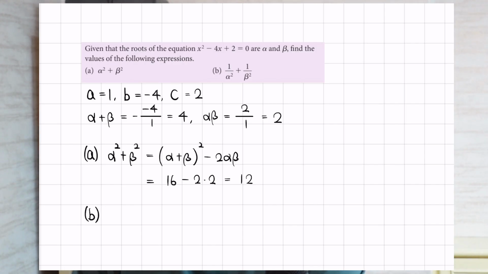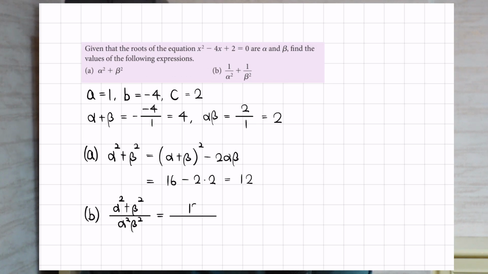Now let's move on to the second part. For part B, we have 1 over alpha squared plus 1 over beta squared. So if we combine it together, this would then become alpha squared times beta squared at the bottom of the fraction. And then at the numerator of the fraction, we have alpha squared plus beta squared. According to part A, we have obtained the value of alpha squared plus beta squared, which is equal to 12. So let's just copy that number here.